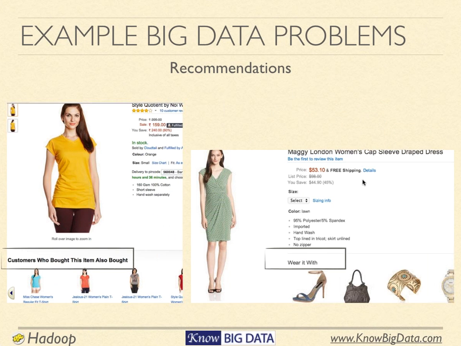The first form of recommendation is that customers who bought this also bought this. Here Amazon doesn't know about your preference.